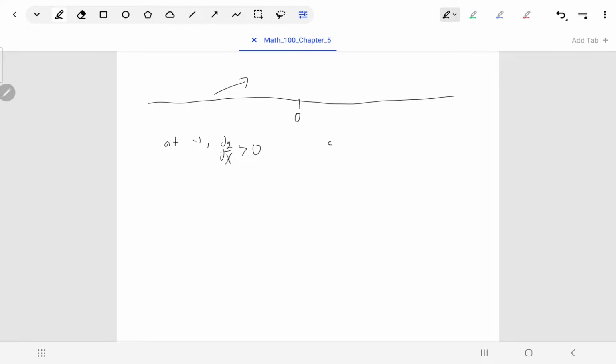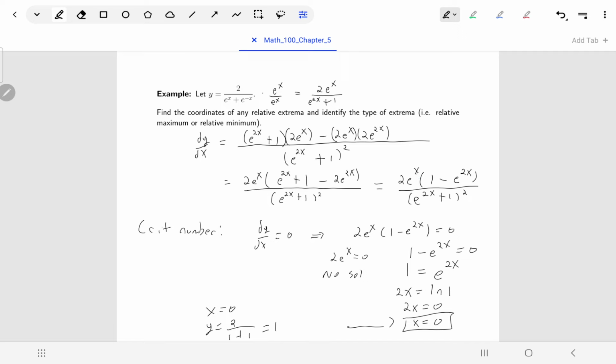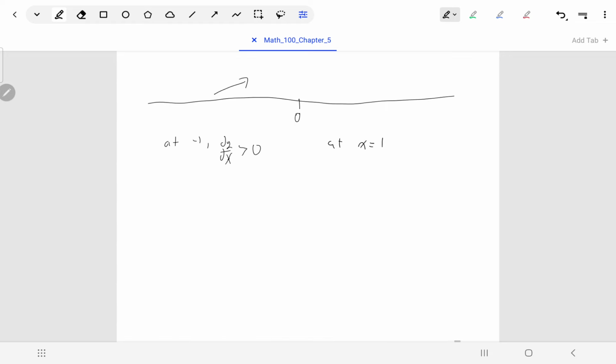And similarly, if we think about x equal to +1, 2e to the x is always positive and the denominator is always positive. And for this bracket, when x is 1, you'd have 1 minus e to the 2, which is something negative. Positive times negative divided by a positive would be something negative. So our derivative is definitely going to be negative, which means that we are decreasing.